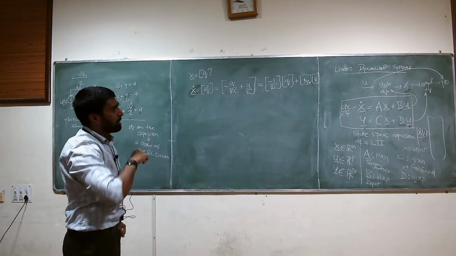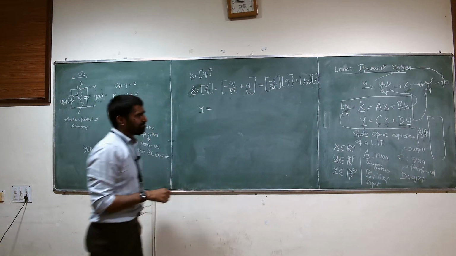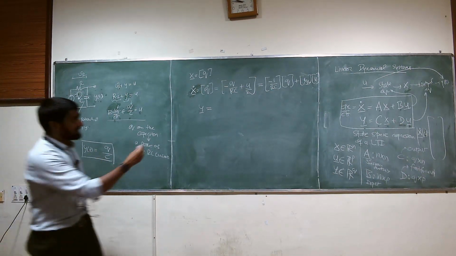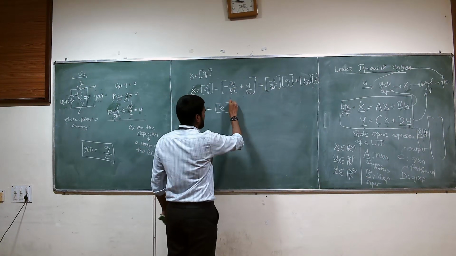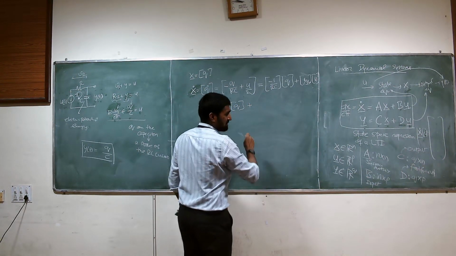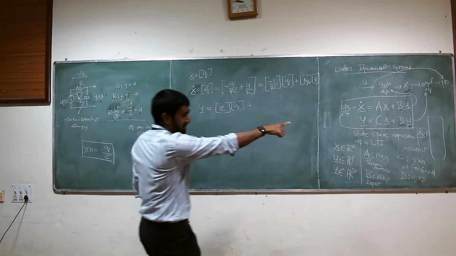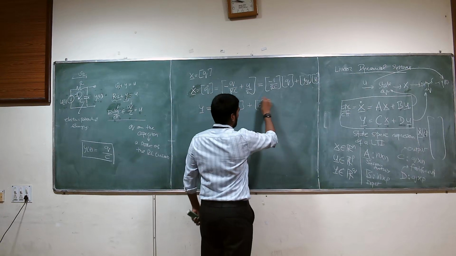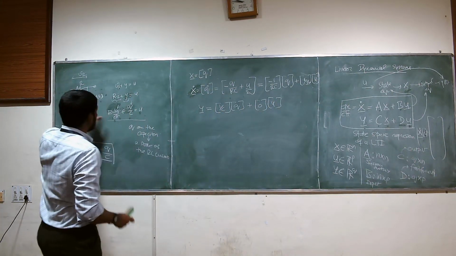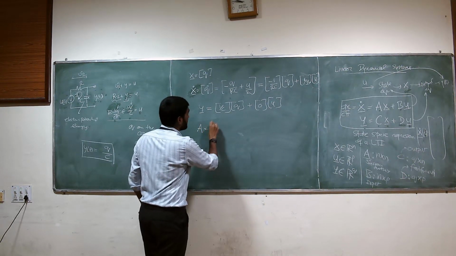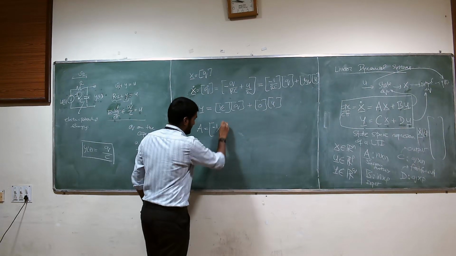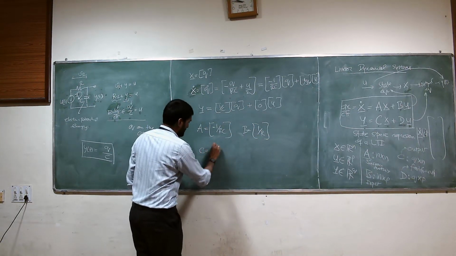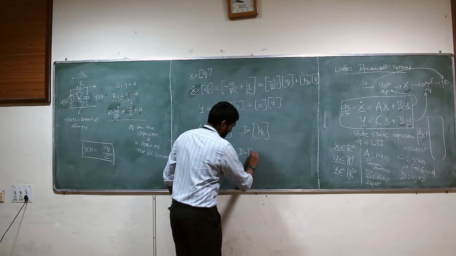That's how my state evolves over time. What about my output? My output is simply 1 by C times my state, so that will be 1 by C multiplied by q plus, there is no direct feed through because it does not depend on u. So for this system, what are your four matrices? A is simply minus 1 by RC. B is 1 by R. C is 1 by C. And D is simply 0.